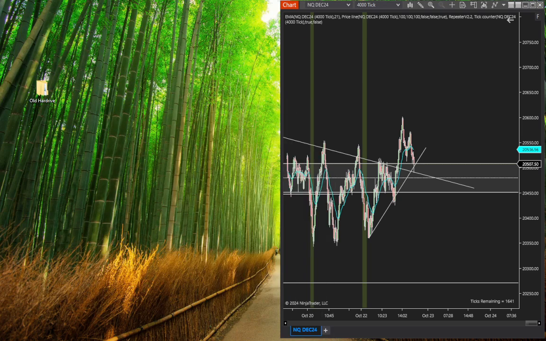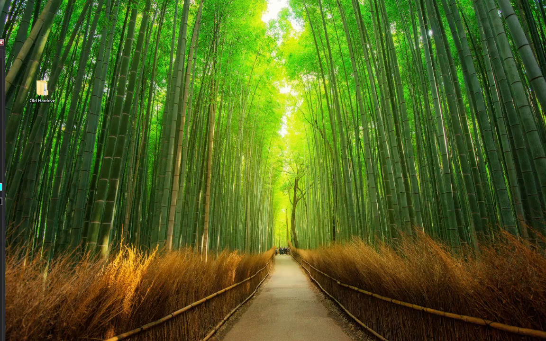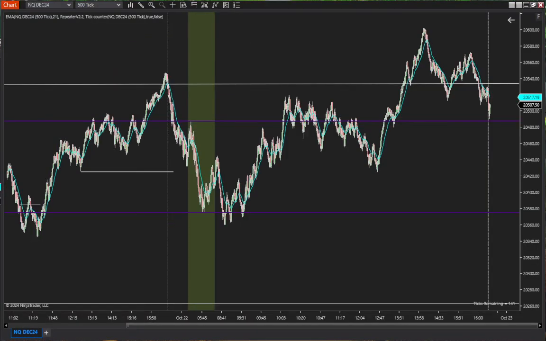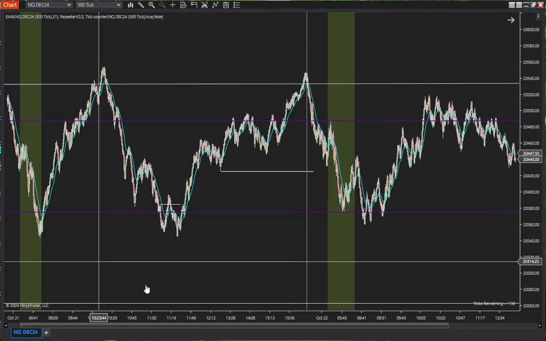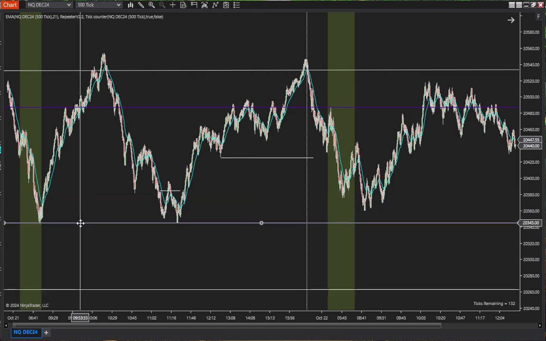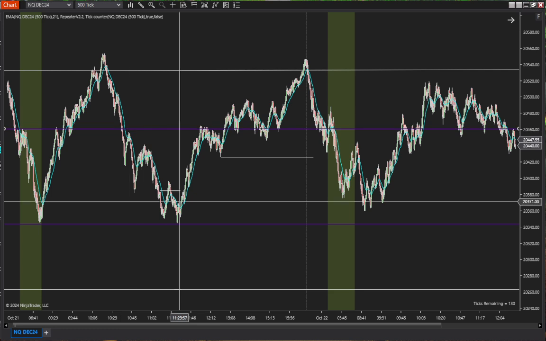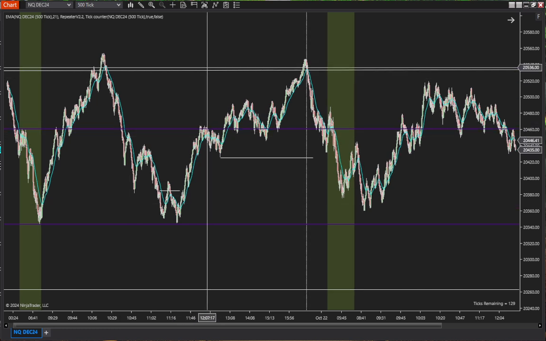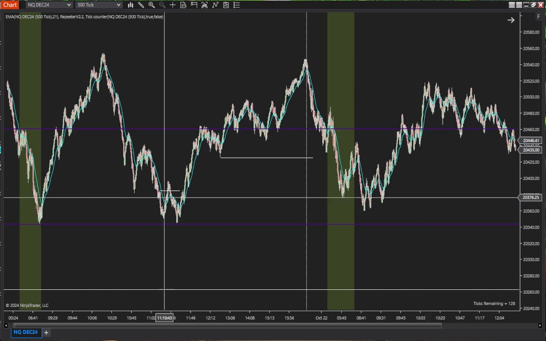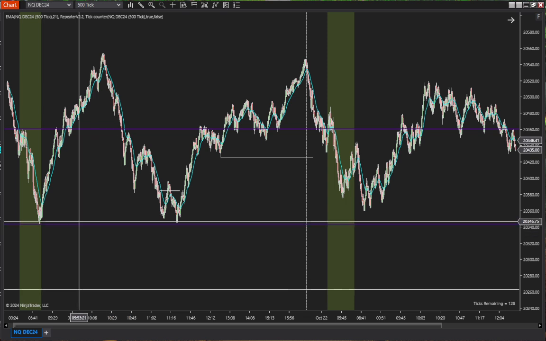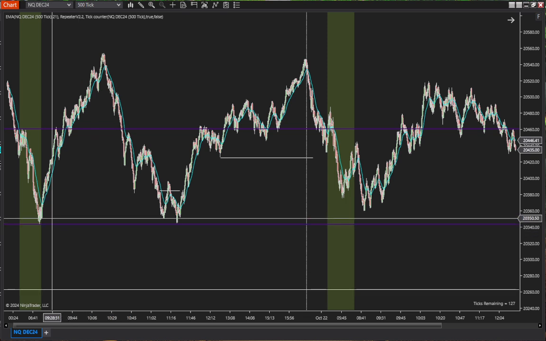All right, so now we got the 5-minute and the 4,000 tick out of the way. Now we go into my 500 tick chart. Going into today, we were going to see this. My purple lines are always going to be my London high and my London low.